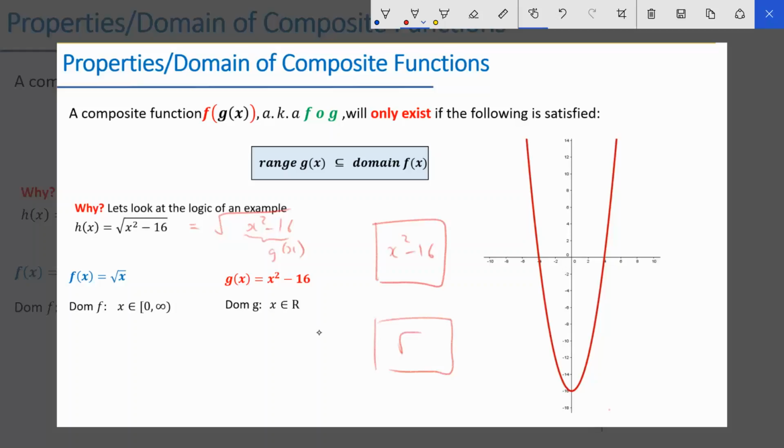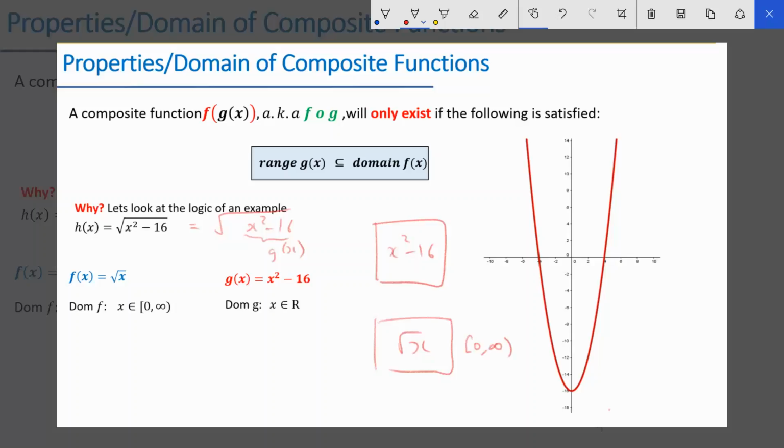This is root of x. What's the restrictions for the domain? Domain says you can only take 0 to infinity. So this machine here, which is the final product, you can only put in 0 to infinity. I'm going to write it on the side here, 0 to infinity.